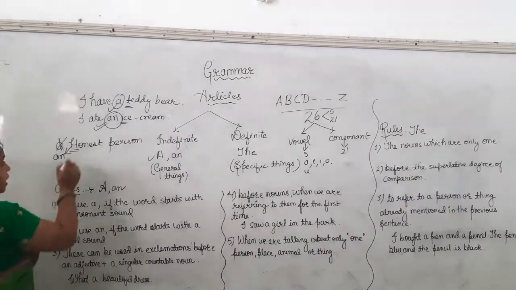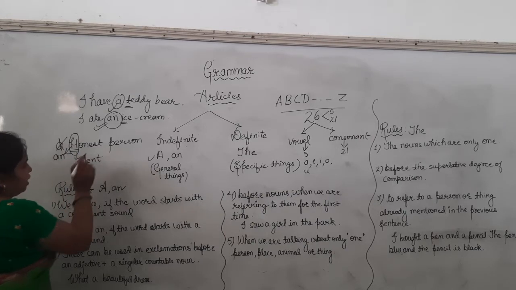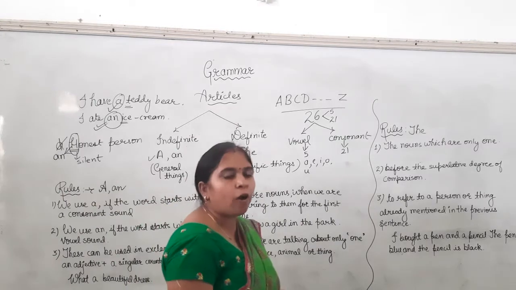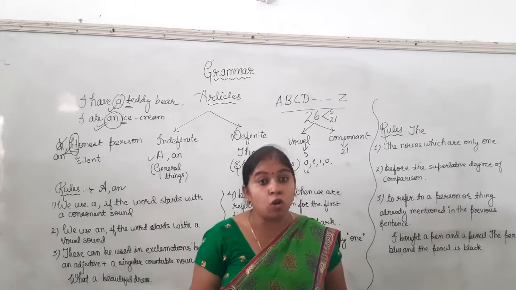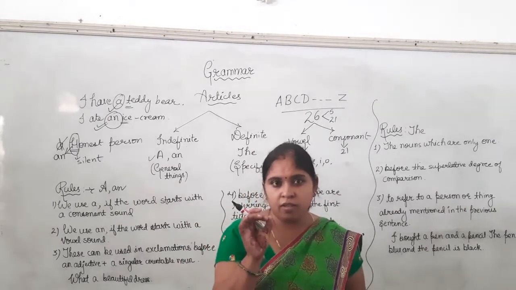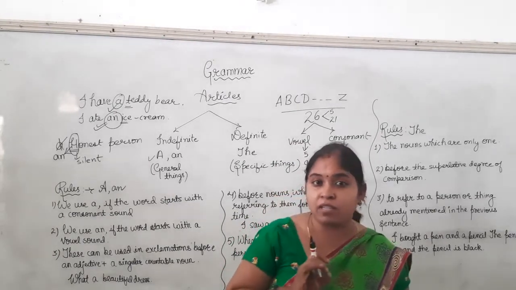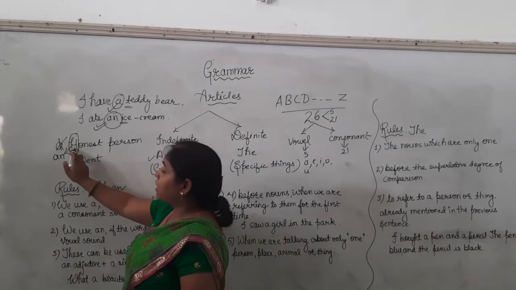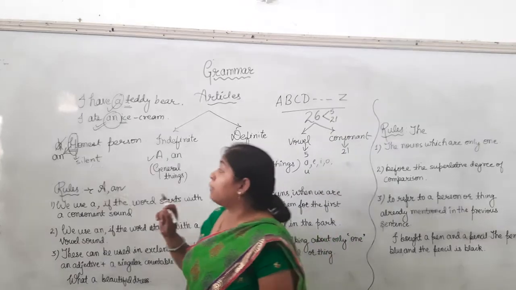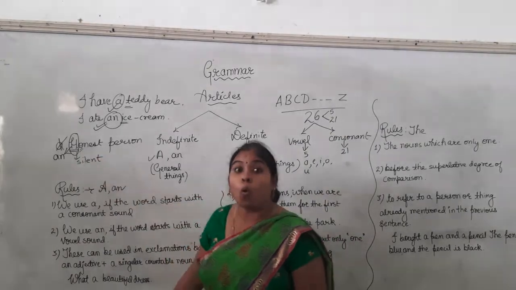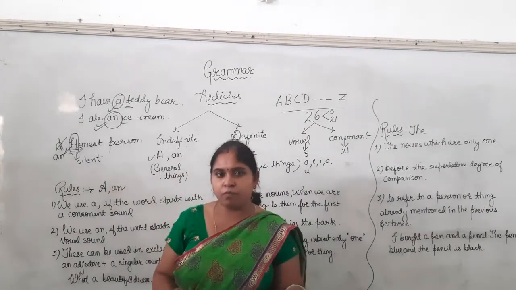Why? Because here the letter H is silent. We know about silent letter words, where we do not pronounce the letter, but when writing the word we still write that alphabet. Here, while writing we write H, but when we pronounce the word honest, the pronunciation starts from O. That's why an will come.